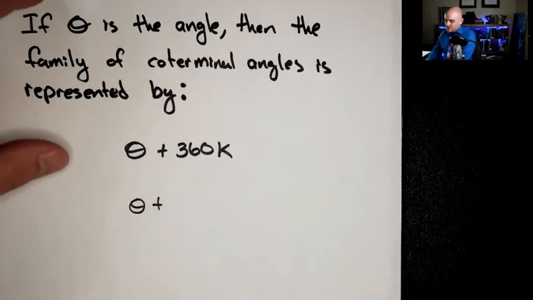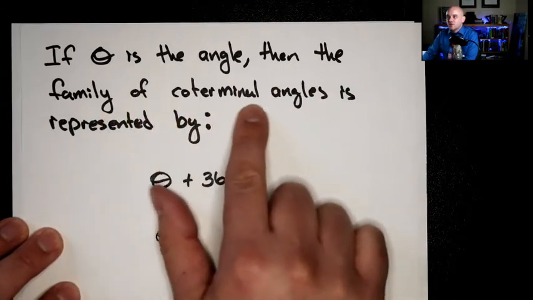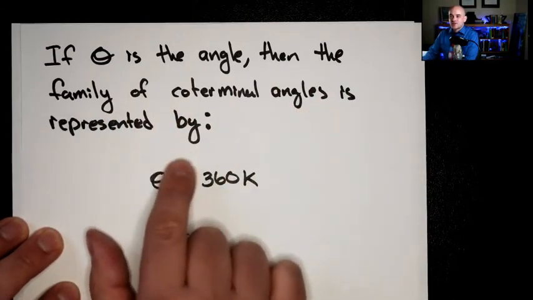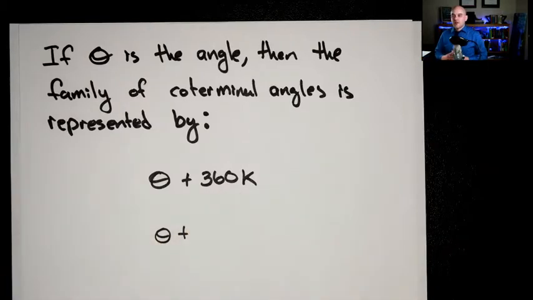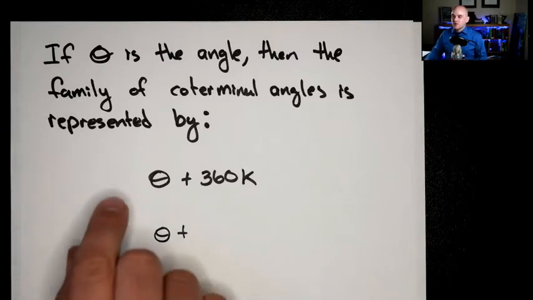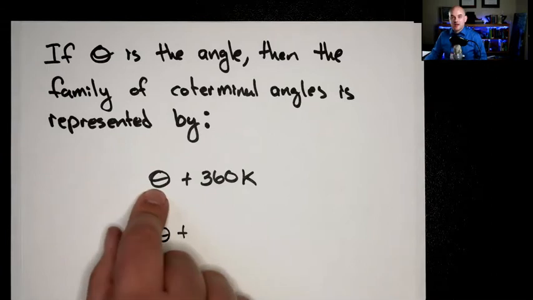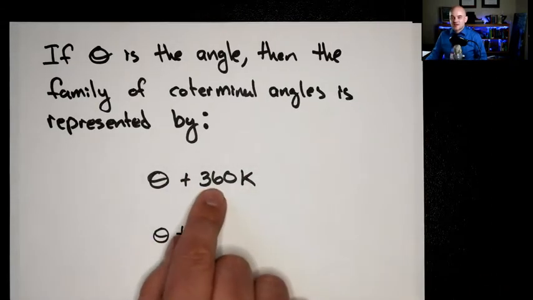Here we go. It says if theta is the angle, then the family of coterminal angles is represented by this right here: theta plus 360k. That's what you need to know as far as a formula goes. If you're a formula person, there's your formula right there. So what do these stand for? Obviously theta is your angle, the beginning angle that you started with. 360, that sounds familiar. That is how many degrees you have in a circle.